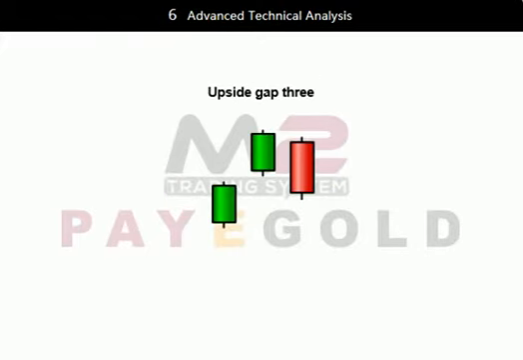Upside gap 3. This is a 3 candlestick reversal pattern that indicates a bearish outlook. On the first day, the candlestick is green and confirms the general trend. On the following day, the price opens at a price gap that is higher than the closing price of the first candlestick and closes green, meaning moving upwards. On the third day, the candlestick opens at a negative price gap and closes near the closing price of the first candlestick.